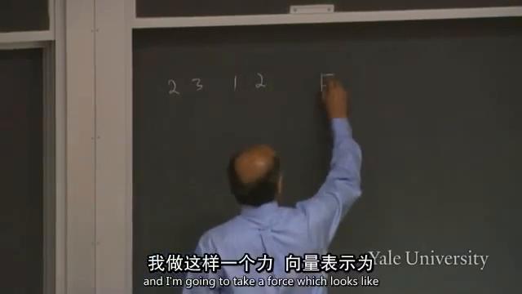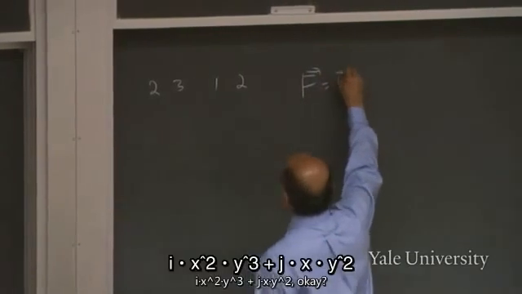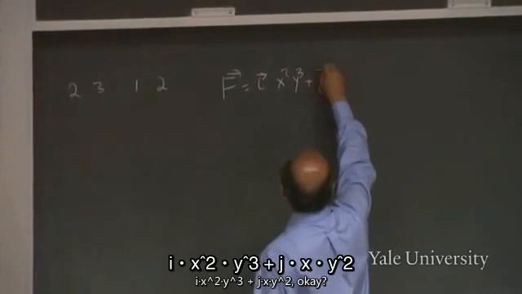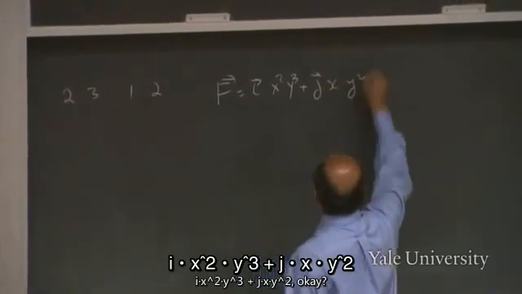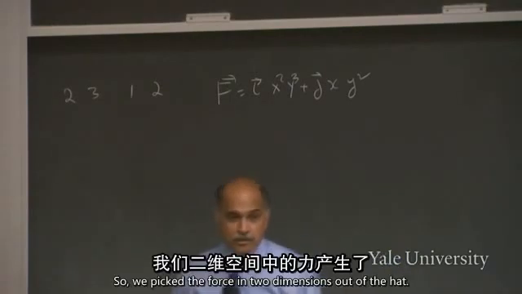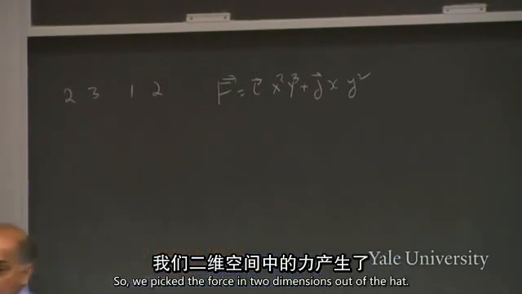Okay, so you pick these numbers randomly. I'm going to take a force which looks like i times x squared y cubed plus j times x y squared. Okay? I put the powers based on what you guys gave me. So we pick the force in 2 dimensions out of a hat.